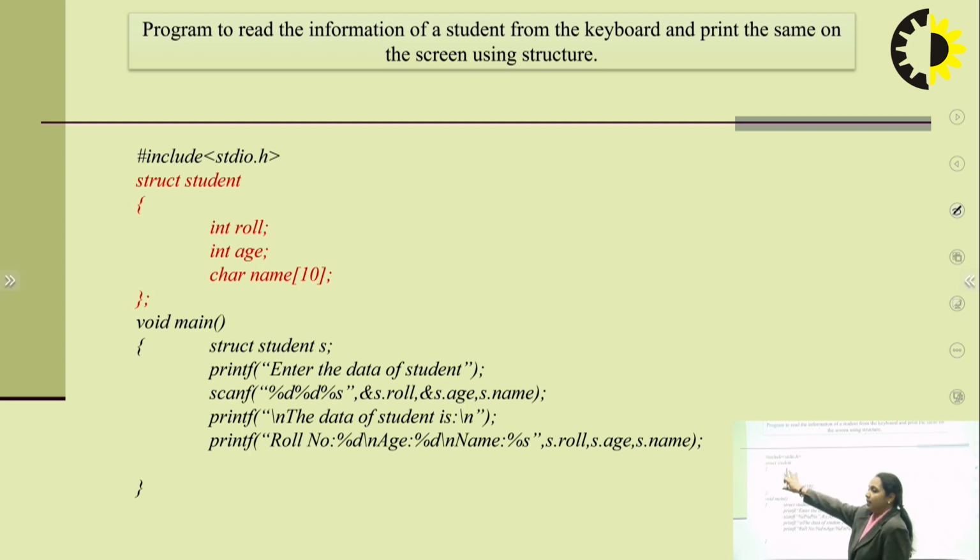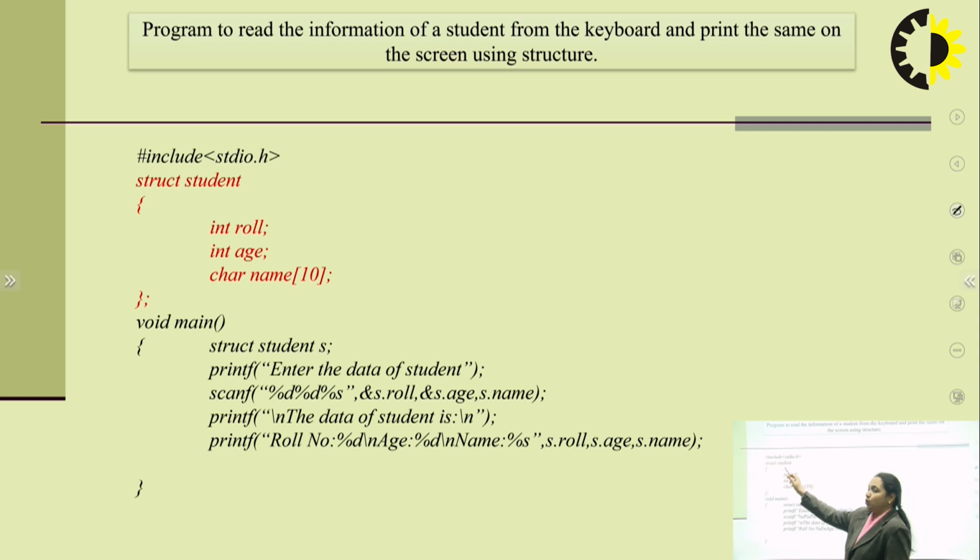We can define a structure within main or outside main. But when we declare the structure within main, the scope of the structure is limited to main only. And when we define a structure outside main, the scope of the structure is global, which means any of the functions or any other part of the program can also access this structure. So we will continue with our example.